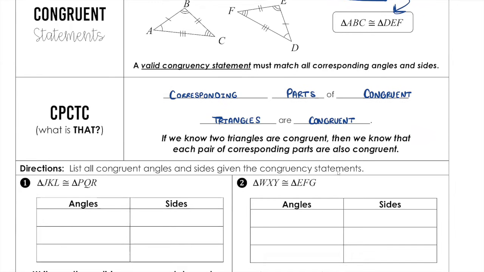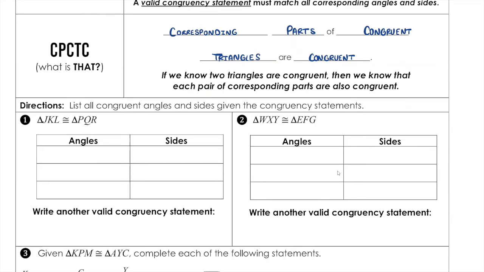So let's list all the congruent angles and congruent sides given to us by our congruency statement. So they told me triangle JKL is congruent to triangle PQR. So we've got 3 congruent angle relationships and 3 congruent side relationships. So we know because J is first, it is congruent to who? P. If J comes first, then it is congruent to angle P.